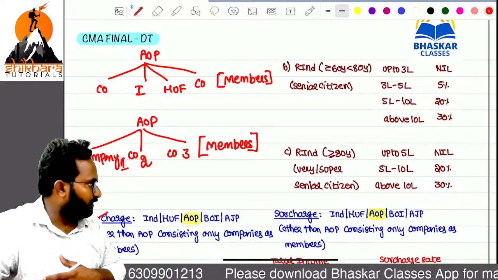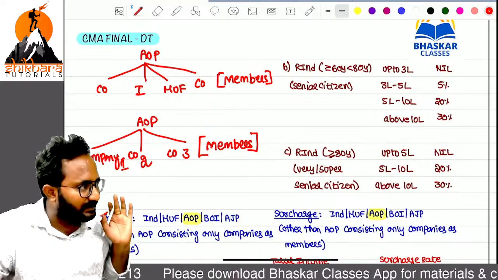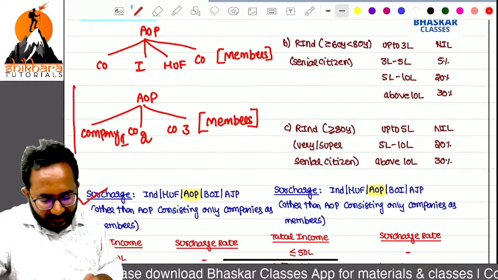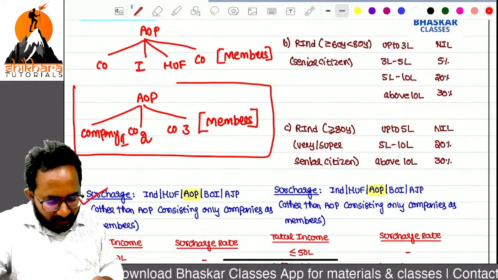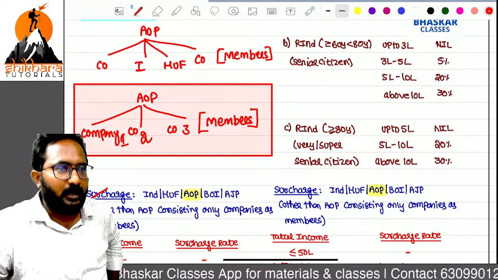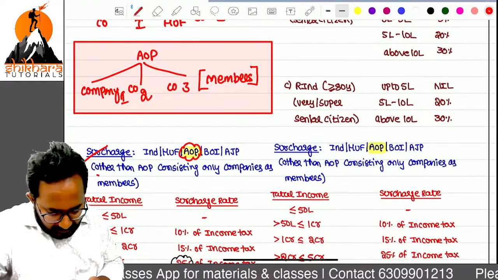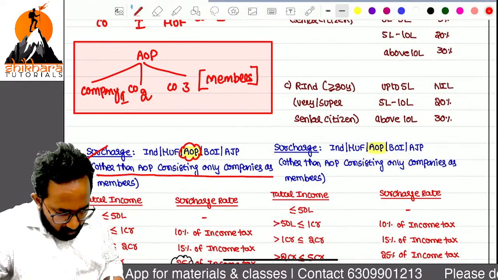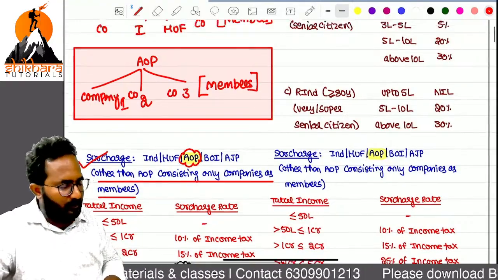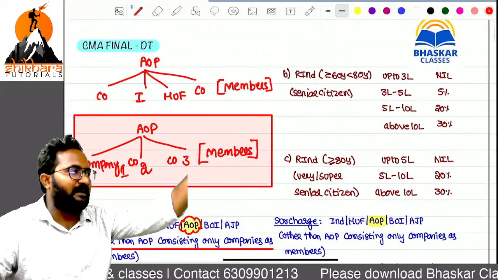Sir, why are you given these two examples? I will tell you. While you are applying the surcharge rates, you have to exclude this AOP. For this AOP, I will tell you the surcharge rates separately. Can you tell me, AOP here, other than consisting only companies as what? Members. For AOP also, these are the surcharge rates. But one type of AOP, please exclude here.